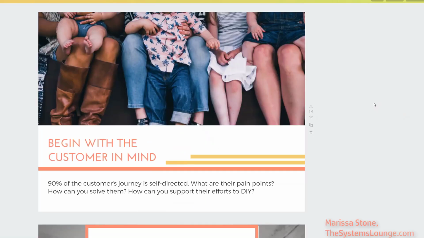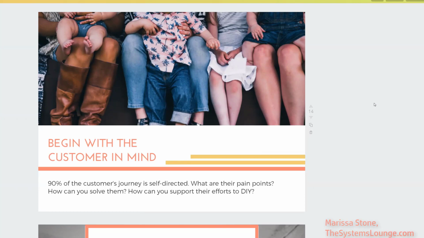The way that we begin to design a customer journey is with the customer in mind. 90% of the customer journey is self-directed. So when somebody decides that they want to check out your product or service, it is no longer the case that if you are the angry car salesman screaming at them from the television, they're just going to come on down and buy a new car, right? 90% is self-directed, and they choose what touch points they're going to come into contact with and how they are going to interact with your company.